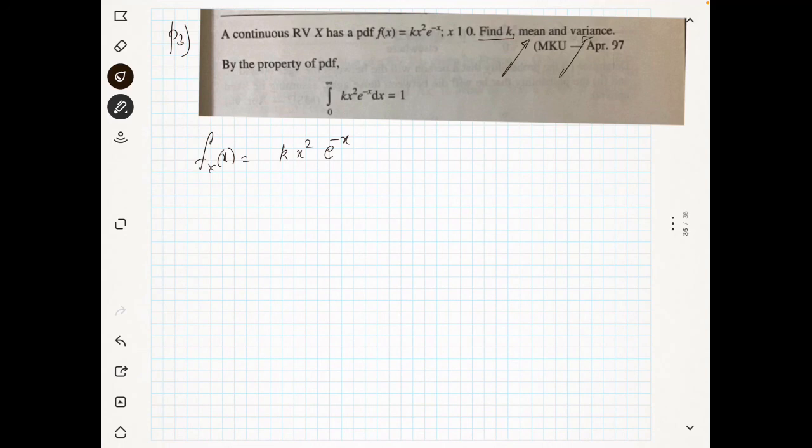You have to use the property of the PDF. That means the integral of the PDF is always equal to 1, right? So we have to use this property. So you have the PDF, that means this is equal to integral.